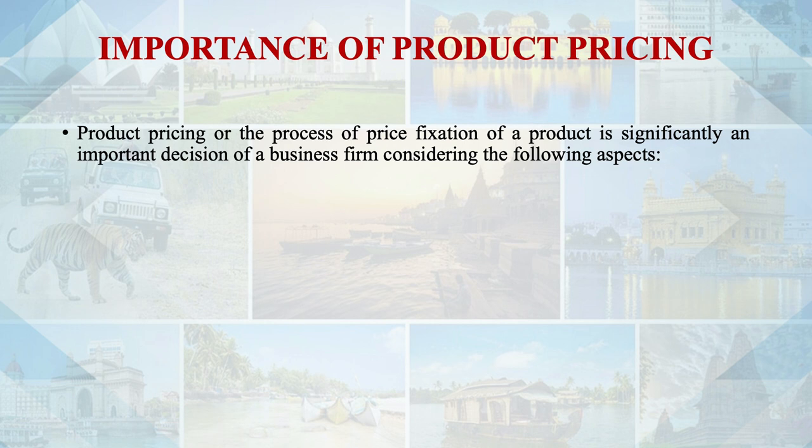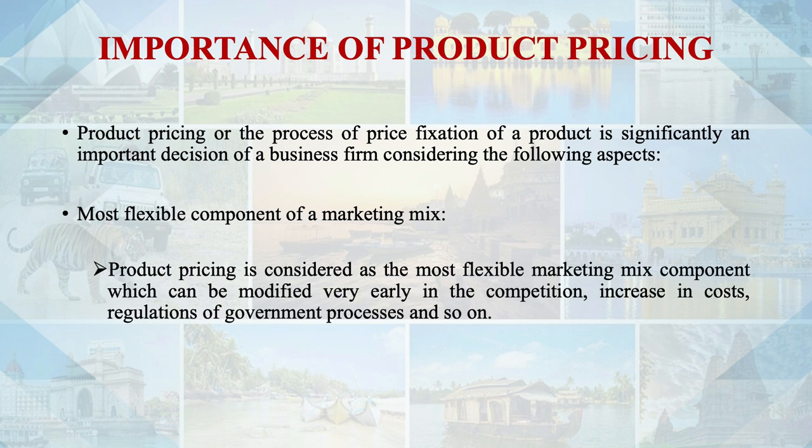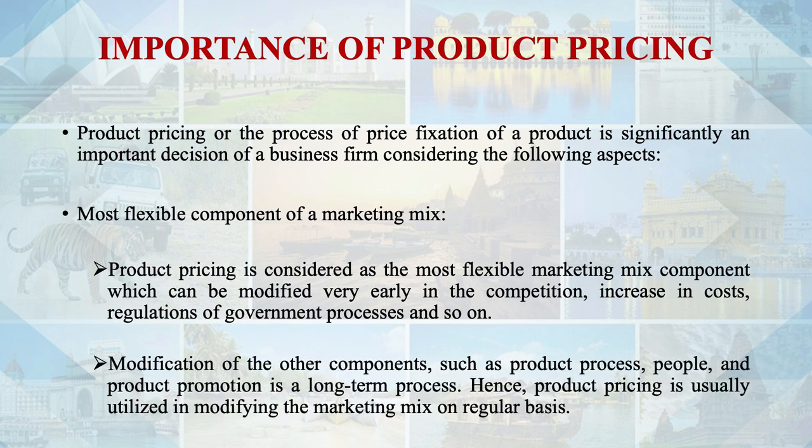These aspects include, first, the most flexible component of the marketing mix. Product pricing is considered the most flexible marketing mix component, which can be modified very quickly in competition. It helps in responding to increases in cost, regulation by government, and certain other relevant factors. Modification of the other components such as product, people and promotion is a long-term process which requires time. Hence, product pricing is usually utilized in modifying the marketing mix on a regular basis from time to time.